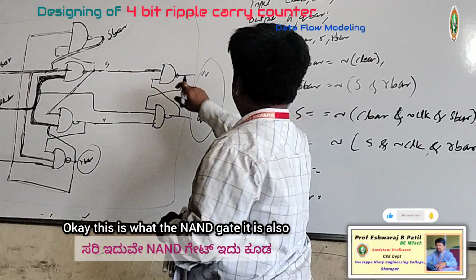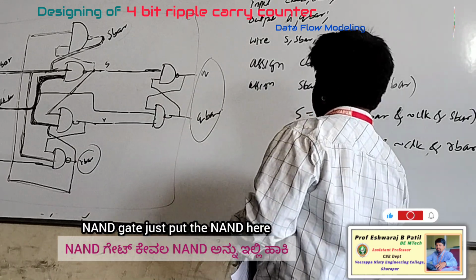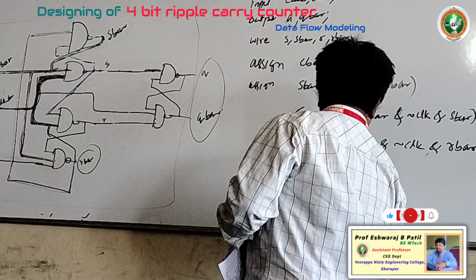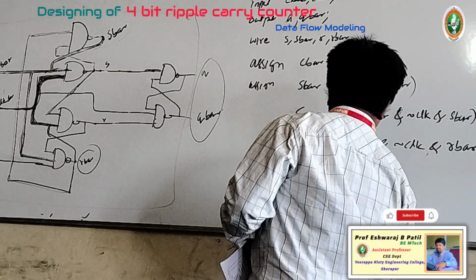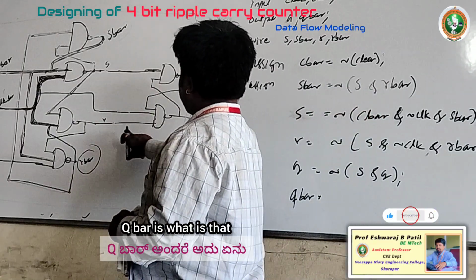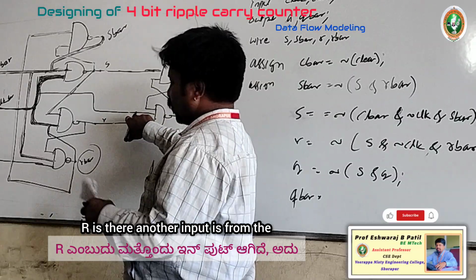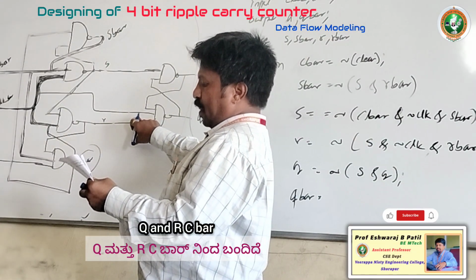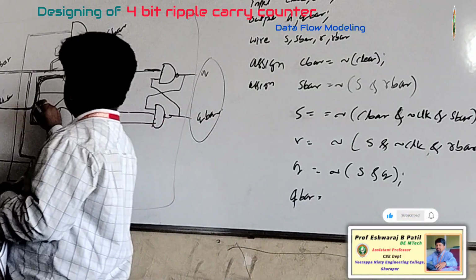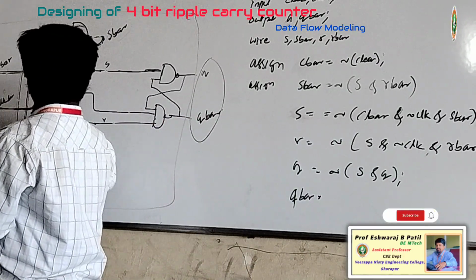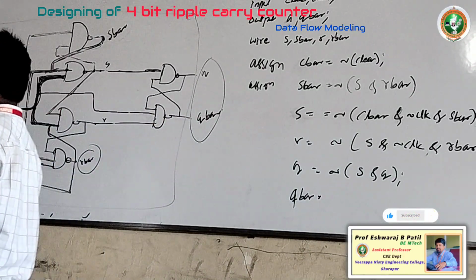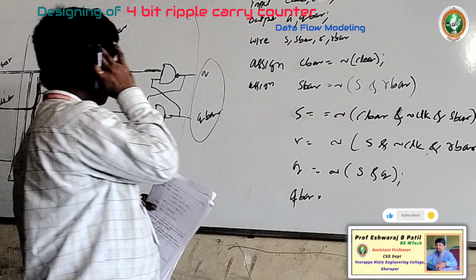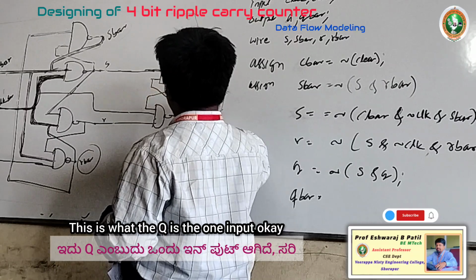This is also a NAND gate, just put the NAND here. The inputs are S and Q. Next is Q bar. For Q bar, R is there, another input is from Q and R, and C bar is coming here. Q is one more input.